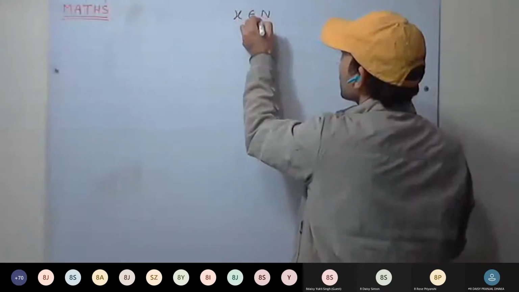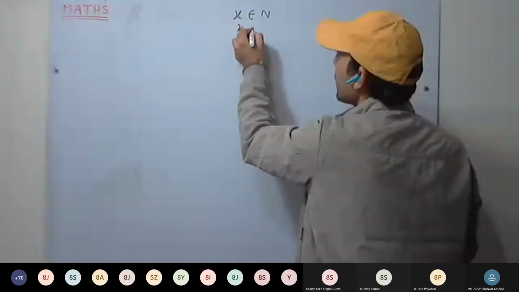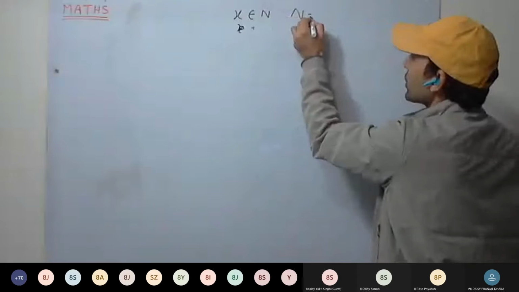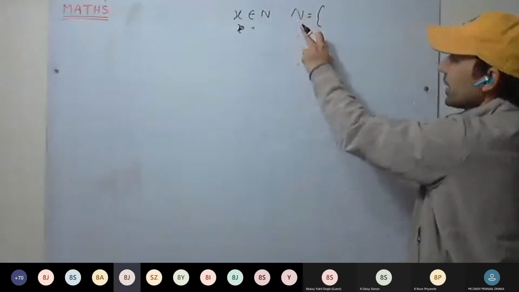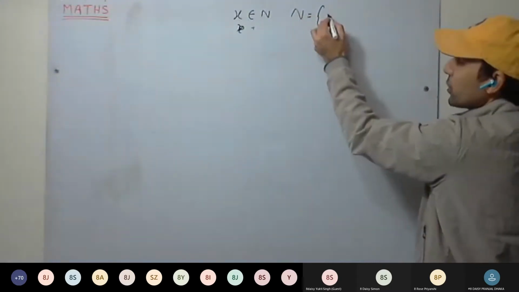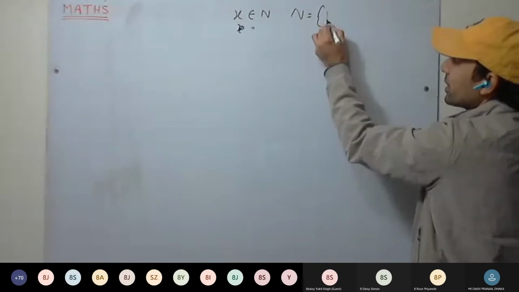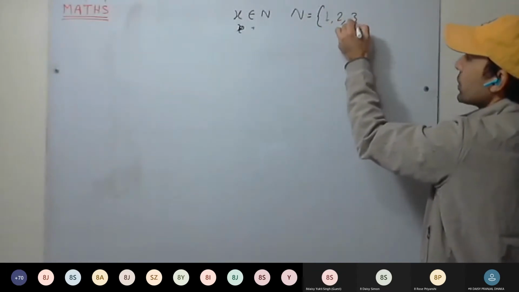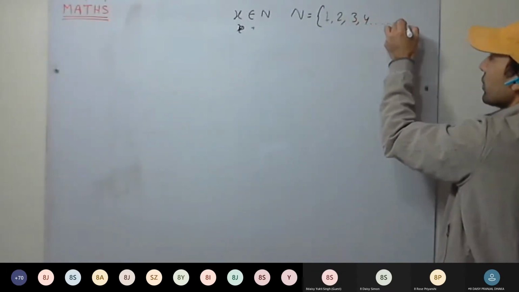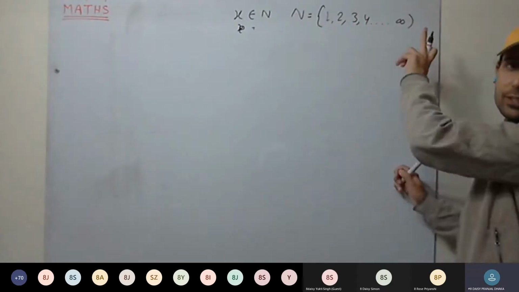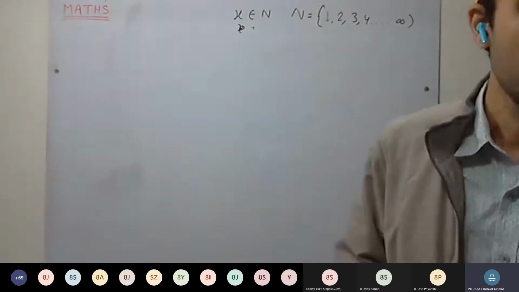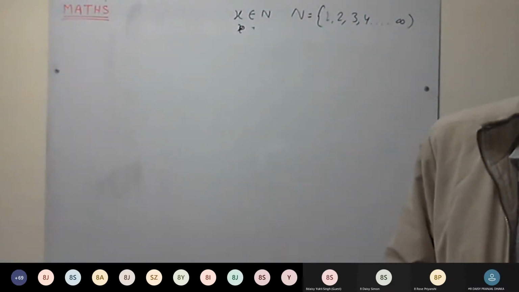X belongs to natural numbers. What are the natural values x can take? N is what? Here, this is the replacement set. It will start with 0 or 1, then 1, 2, 3, 4, up to infinity. X can take all these values. Sir, only whole numbers will start from 0. Yes.